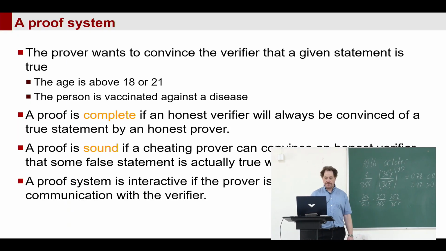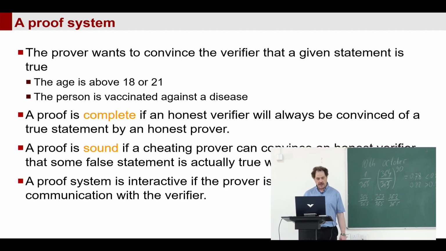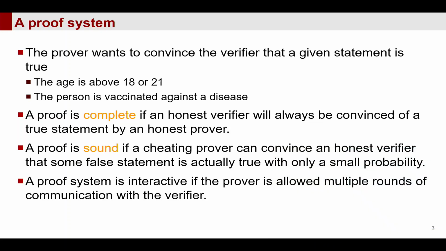A proof is called complete if an honest verifier will always be convinced of a true statement by an honest prover. A proof is sound if a cheating prover can only convince an honest verifier that a false statement is true with a small probability. So suppose I'm underage, but I'm saying my age is 21. I'm a cheating prover. I'm not requesting that the probability be 0. I'm okay with a small probability of cheating.